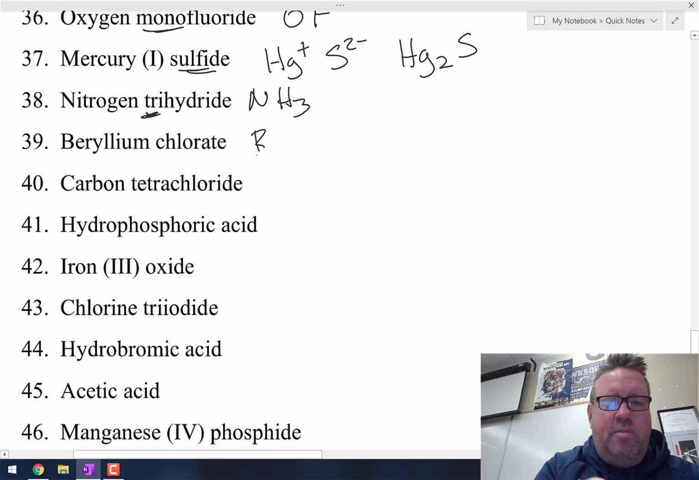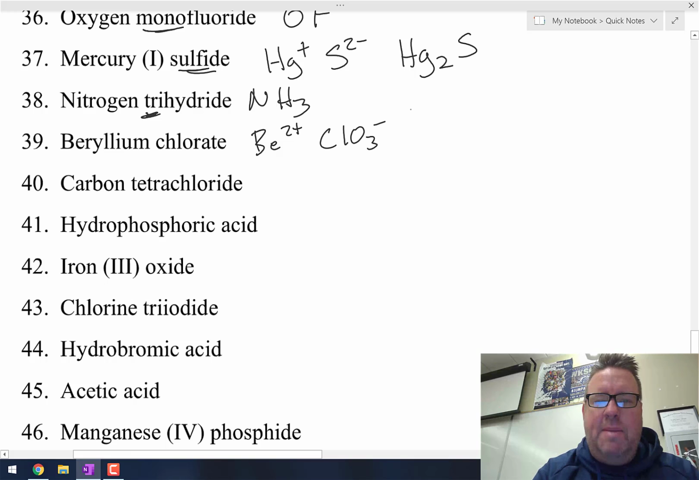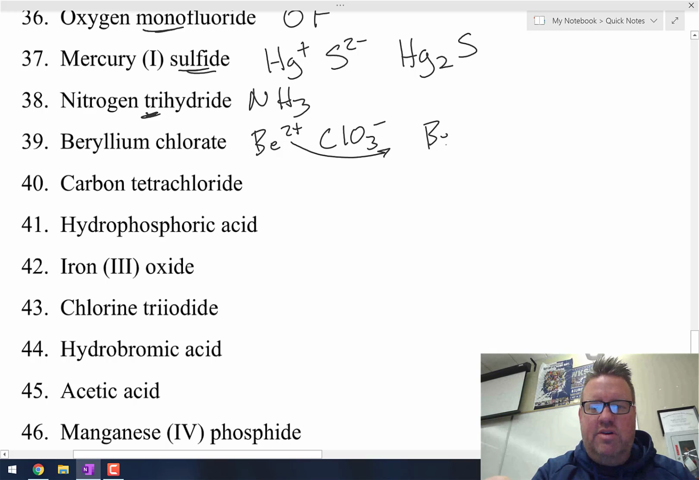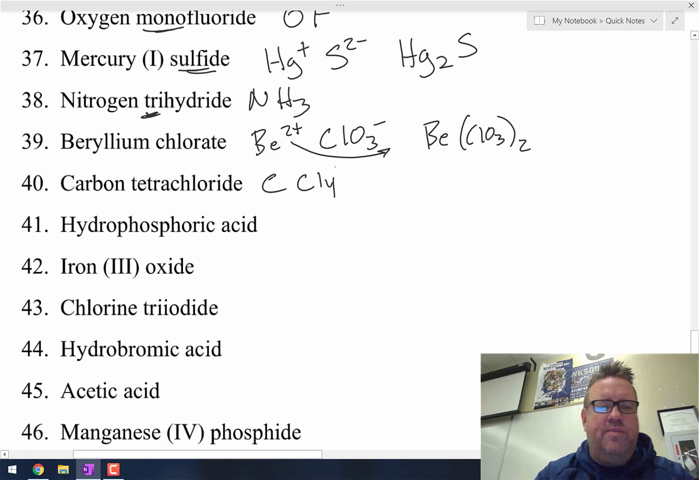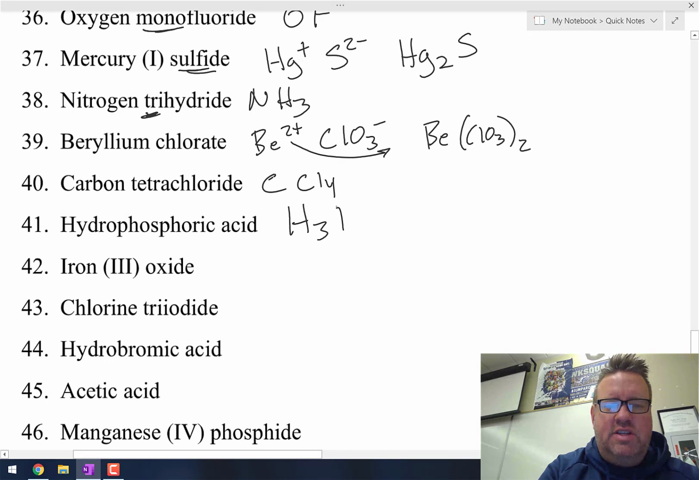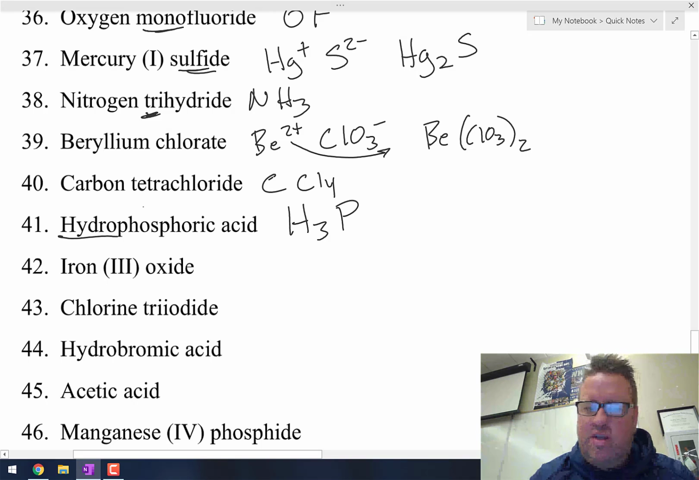Beryllium chlorate. Beryllium is +2. Chlorate is ClO3-. So this 2 is going to come down here, so that's Be(ClO3)2. Carbon tetrachloride. Tetra means 4, so that's CCl4. Hydrophosphoric is H3P. Again, with hydro in the front means no oxygen, means it just comes from phosphorus. Phosphorus has that -3 charge. That's why we need the 3 hydrogens in the front.